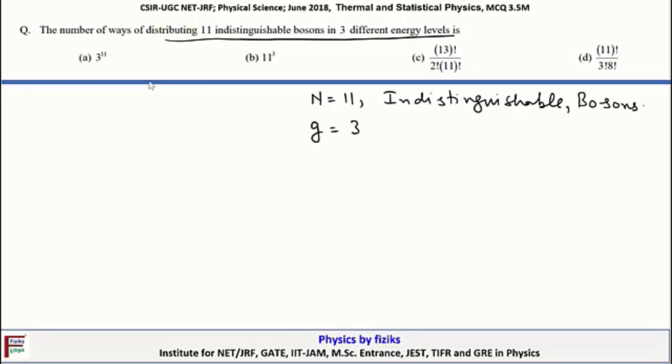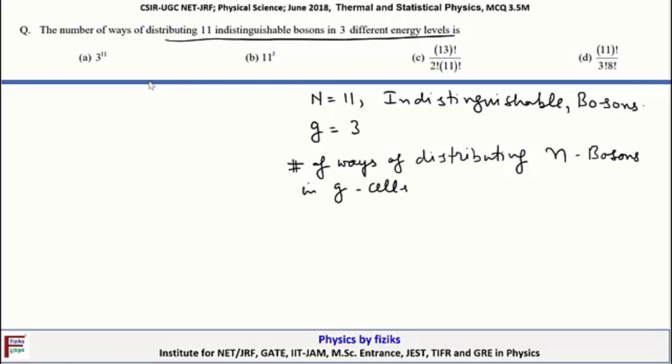If you recall the theory that you might have learned in elementary classes, the number of ways of distributing n bosons in G cells is given by the expression omega BE equal to (n plus G minus 1) factorial divided by n factorial multiplied by (G minus 1) factorial.